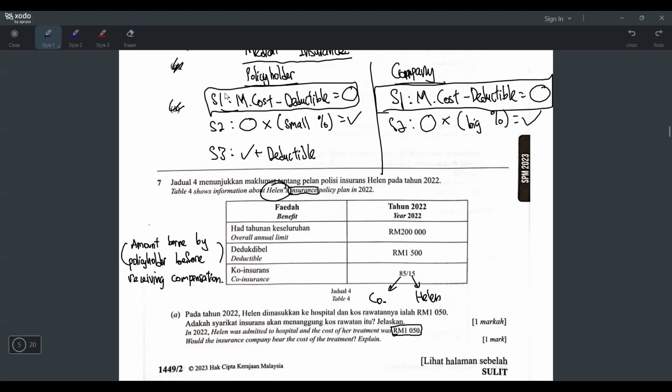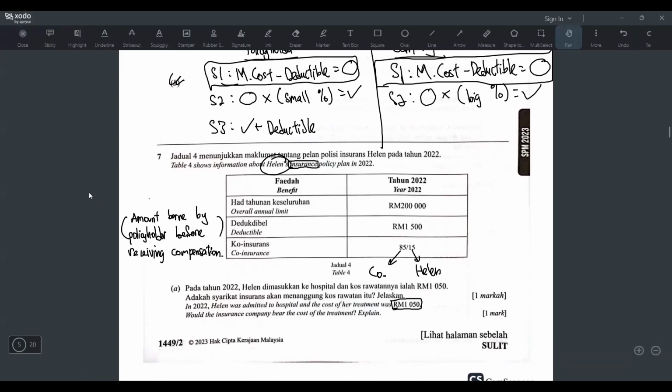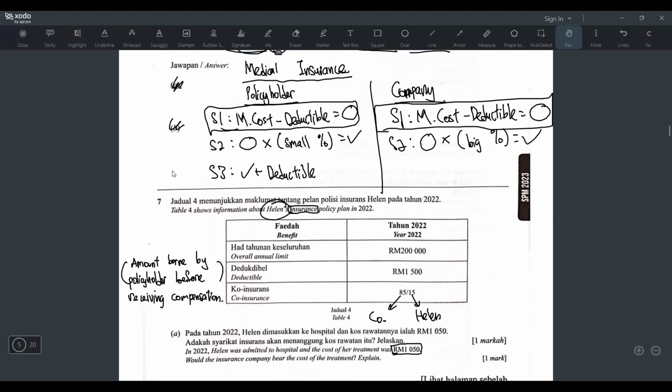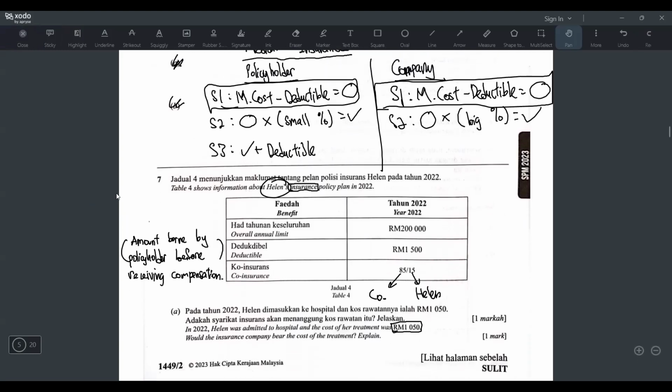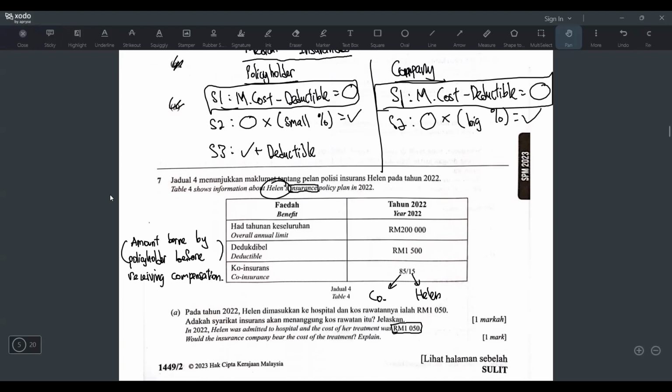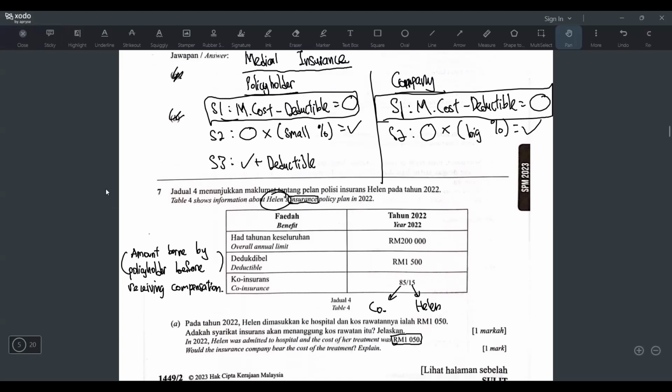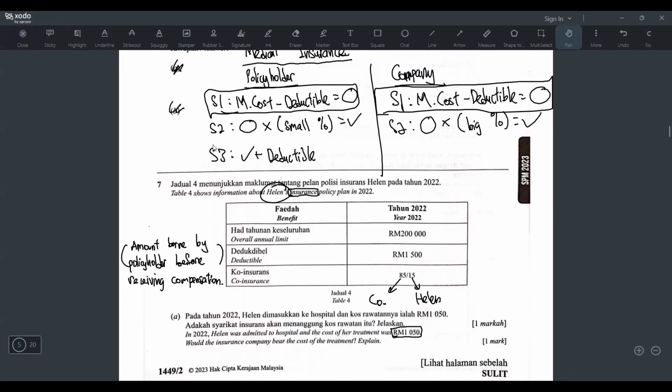So it means your medical cost should be higher than the deductible. Yeah, your medical cost should be higher than deductible. Then only you can use this formula. So what if your medical cost is lower? Then you will not use this formula. It means there will be no compensation. Okay, it means everything you pay yourself.